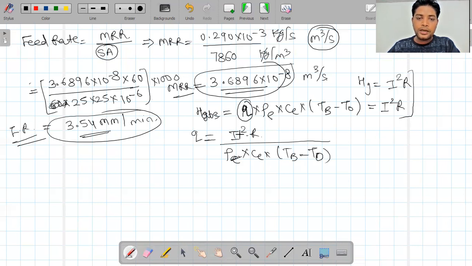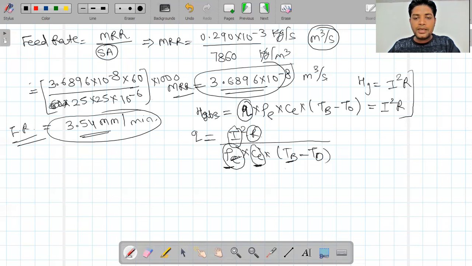What are these values? I is the current, R is the gap resistance, rho E is the density of the electrolyte, CE is the specific heat capacity of the electrolyte, TB is the boiling point of the electrolyte, and T naught is the ambient temperature. I we have already calculated, R we calculated, rho E is not given to you, but we know the value.